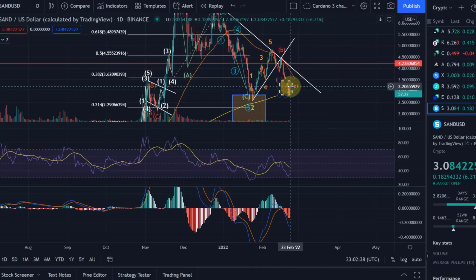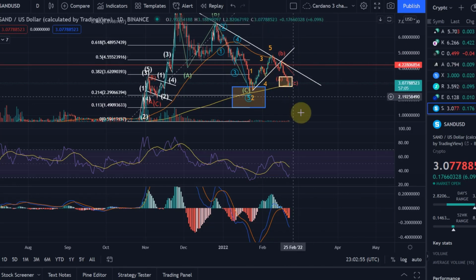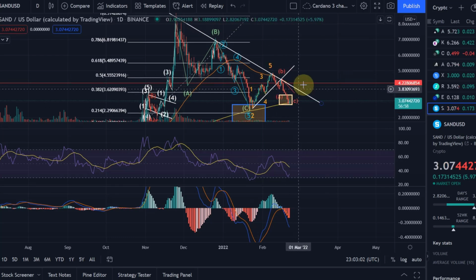At the minimum, I would expect a move up here, possibly to this descending trend line again, to retest that, maybe at just below $4, around 3.90 or something. That is probably where I would take some profit, just because this is a short-term speculative position. And if it doesn't work out, I'll hold it long-term. But I think we have a potential here.